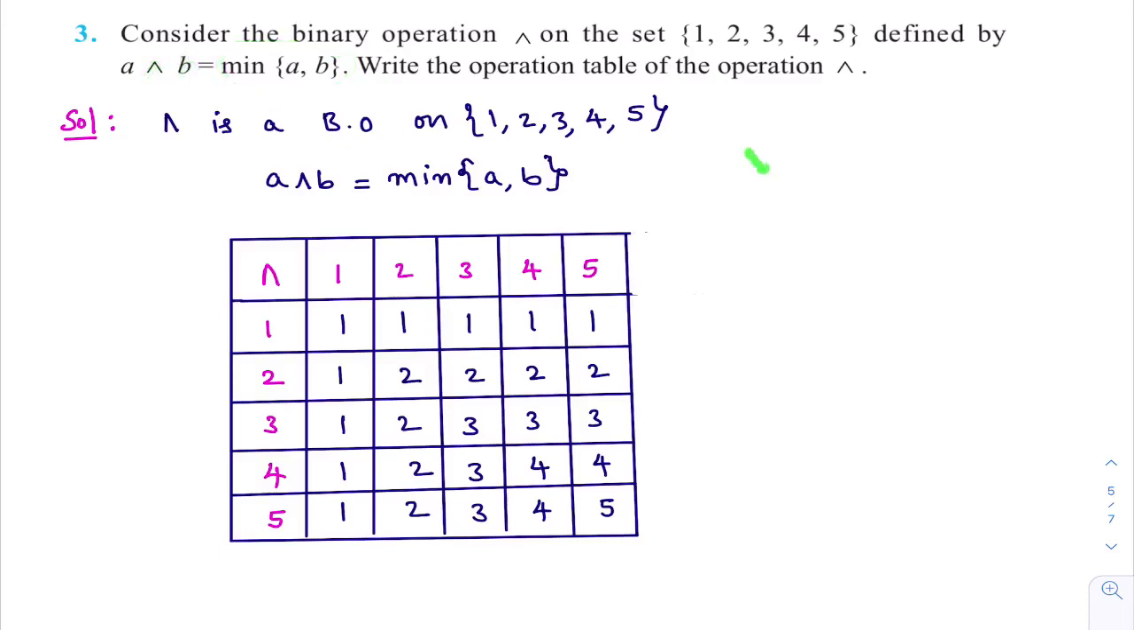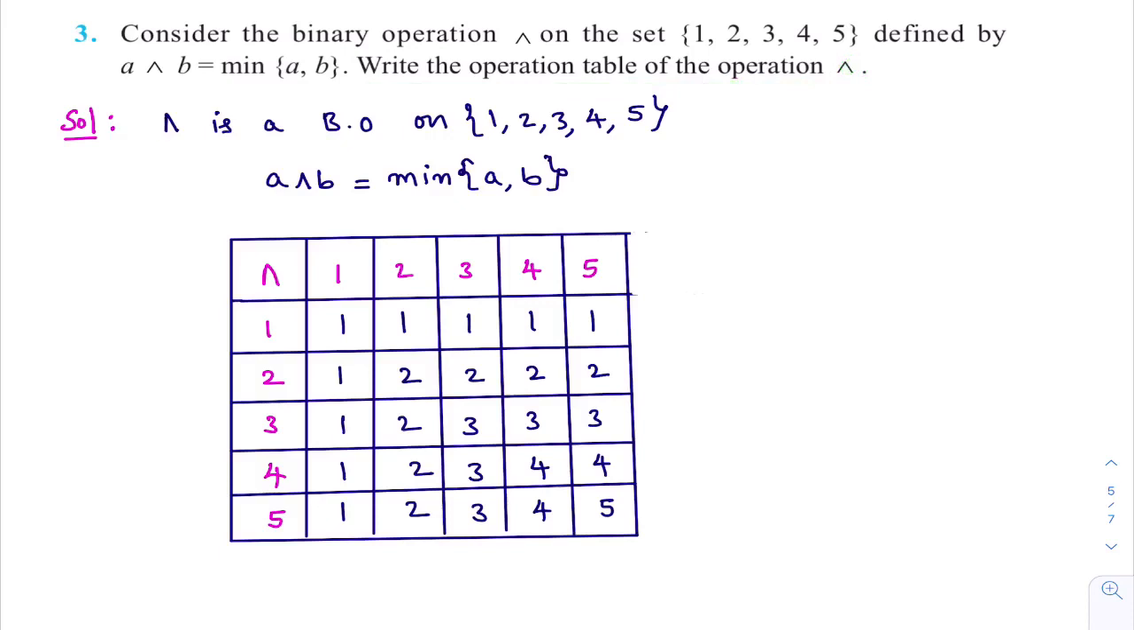Actually, in all the problems we'll say star. What is star? Generally, the operation star means it may be addition or subtraction or multiplication or division or a combination of these things. Here, in place of star, they have given this symbol. I'll read it as star. A star B is defined as minimum of A comma B. Write the operation table of the following operation star.